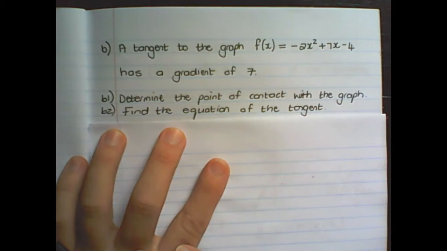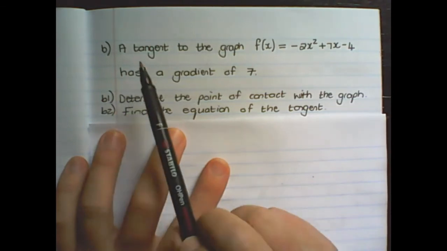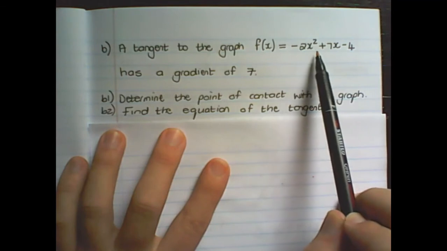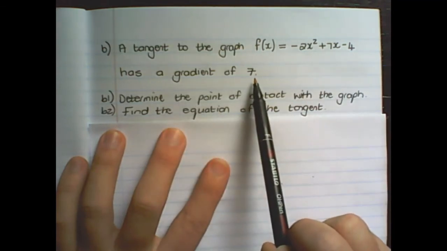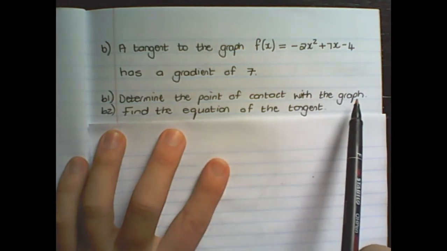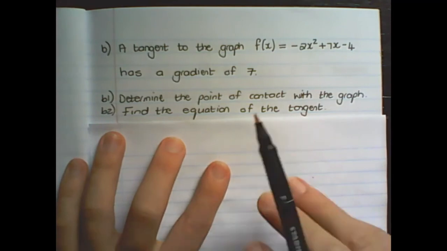Now we are moving on to a slightly different example. We are going to use the same theory, but it's just presented differently. We are given the following information. A tangent to the graph f(x) equal to negative 2x squared plus 7x minus 4 has a gradient of 7. Determine the point of contact with the graph, and secondly, find the equation of the tangent.